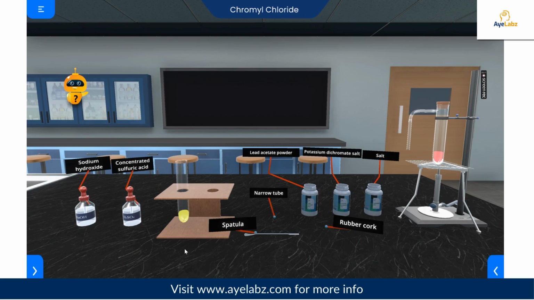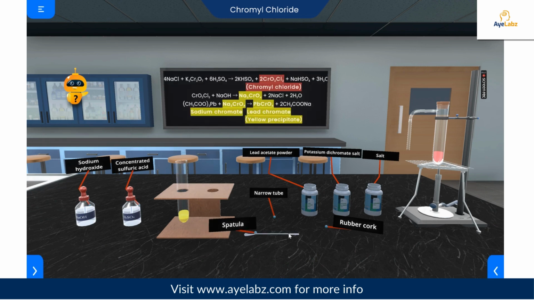It turns the sodium hydroxide to a yellow solution. What if I add lead acetate to the yellow solution? It is forming a yellow precipitate. It's because lead chromate is formed. You can see the reactions clearly on the board.